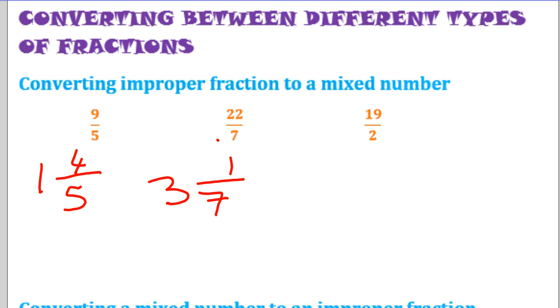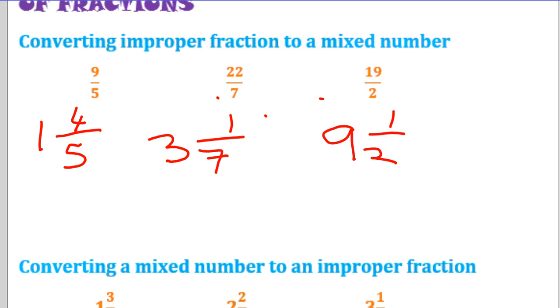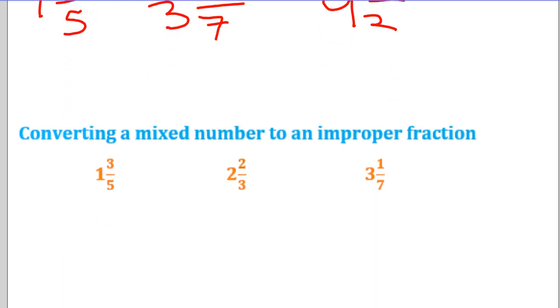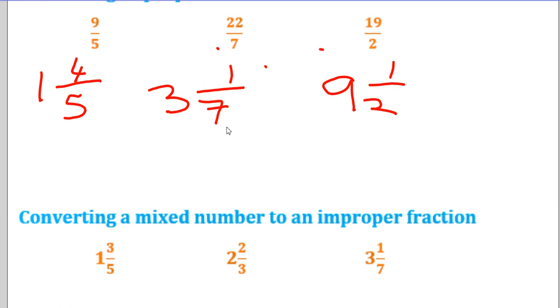Then 19 over 2, how many times does 2 divide into 19? That's right, 2 divides into 19, 9 times. How many remainder? From 9 times 2 is 18, so 1/2 remaining. Sorry about that, I'm trying to write with this stylus on a pad, and that's kind of difficult. Okay, so 1 and 4 fifths, 3 and 1/7, 9 and a half. These are examples of mixed numbers because it's a mixture of a whole number and a fraction, whereas the top are improper fractions.